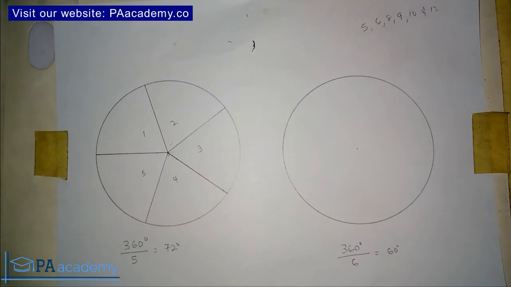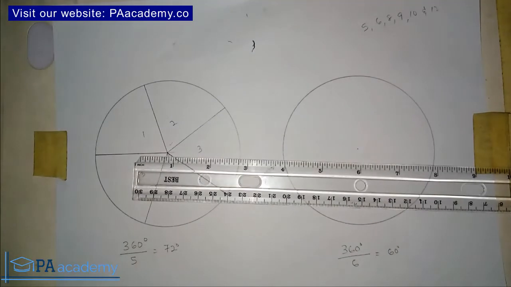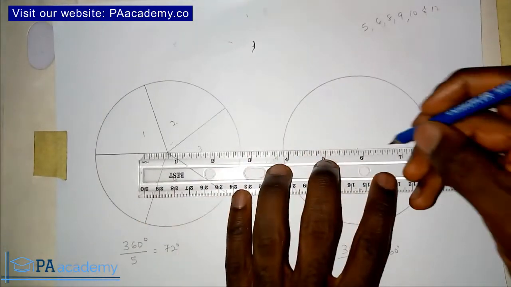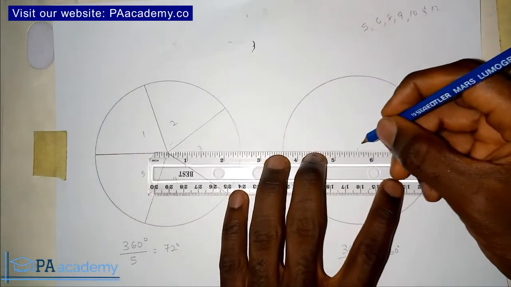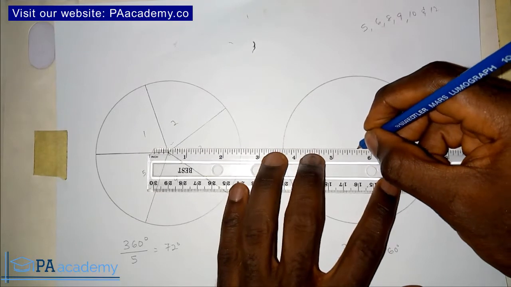But let's look at one thing. When you are working with dividing it into 6 equal parts, you can go ahead and draw your diameter straight away, unlike here where we only did the radius and made it bold. So you can just go ahead and draw your diameter.